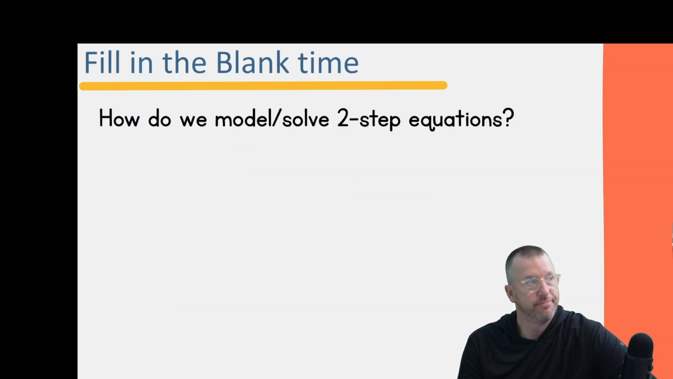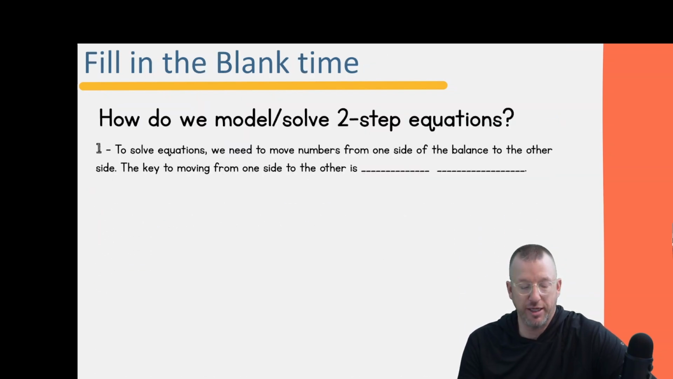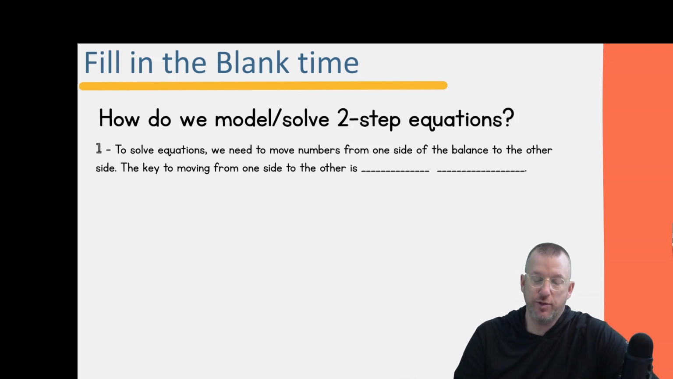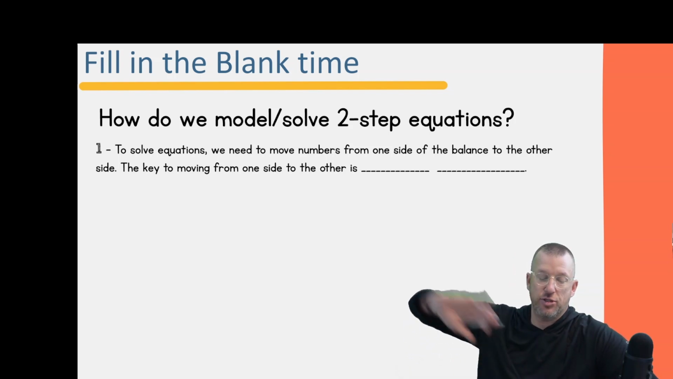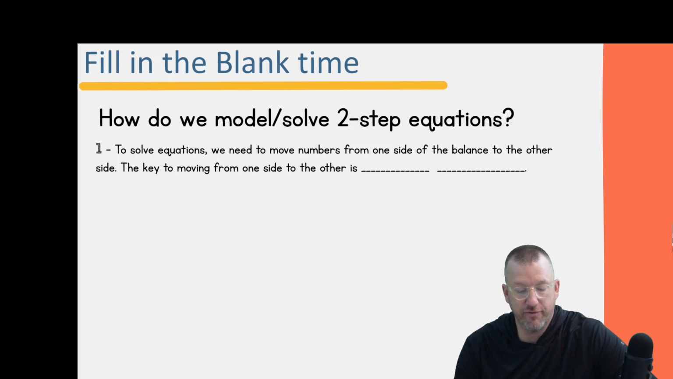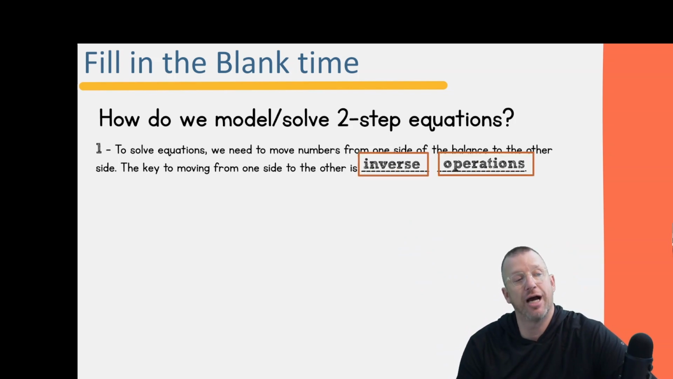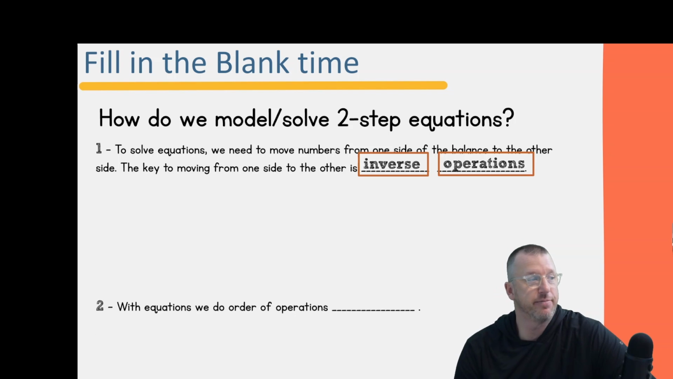Not too shabby, huh? How do we model and solve two-step equations? Let's fill in the blank. To solve equations, we need to move numbers from one side of the balance to the other side. The key to moving from one side to the other is inverse operations. There's going to be 2 steps. You're going to have an addition or subtraction first, inverse to get rid of them. Then you're going to have a multiplication or division second, inverse to get rid of them. So you get that x by itself.